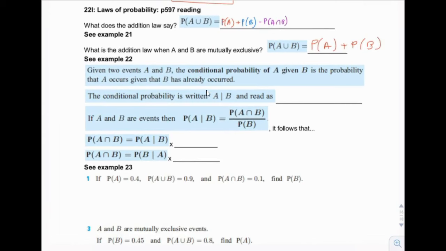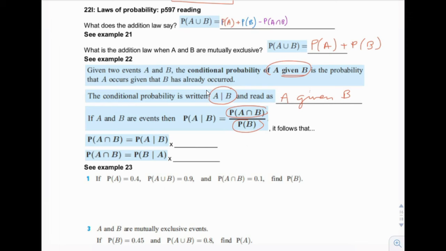Given two events, A and B, the conditional probability of A given B is the probability that A occurs given that B has already occurred. The conditional probability is written as A vertical line B and is read as A given B, just like it's written here. If A and B are events, then the probability of A given B is equal to the probability of A intersect B over the probability of B.